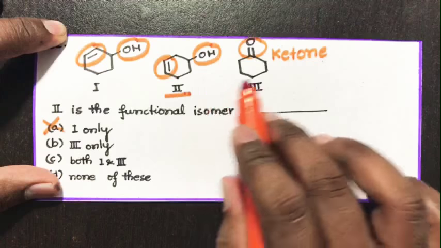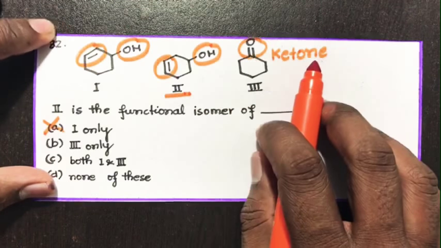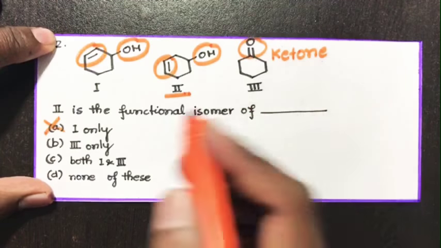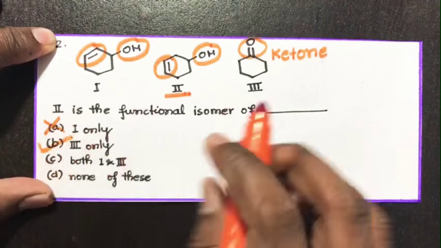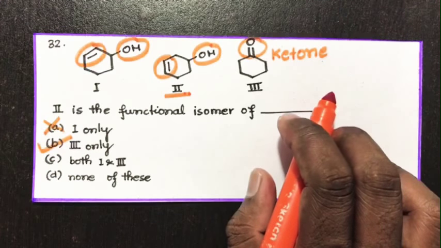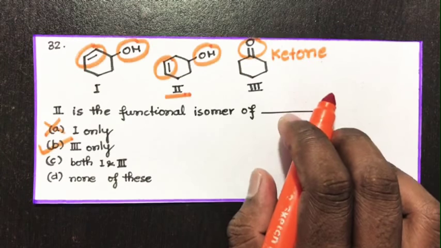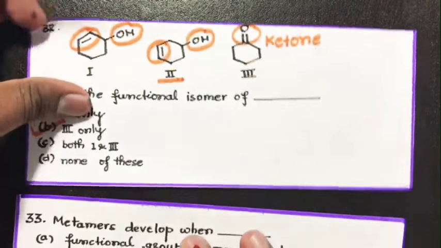So both have the same molecular formula, but they have different functional groups. So 2 is the functional isomer of 3 only. This is the correct answer. So the correct option is B in this case.